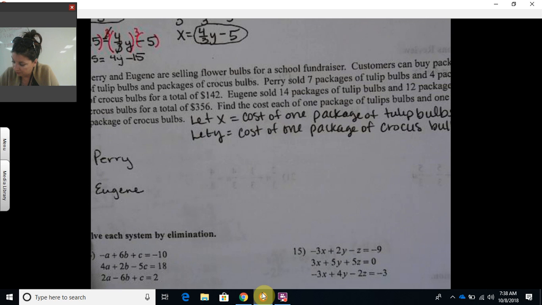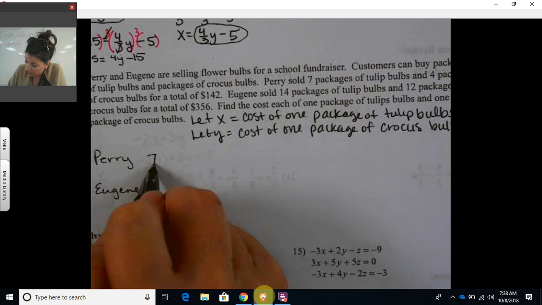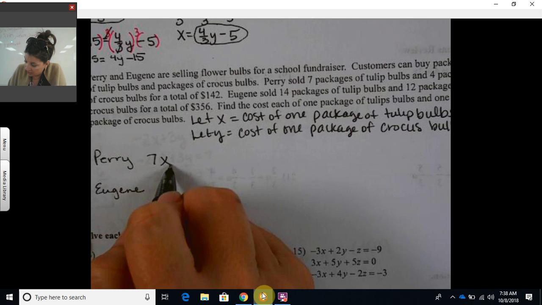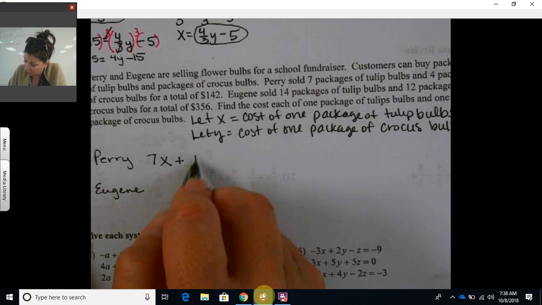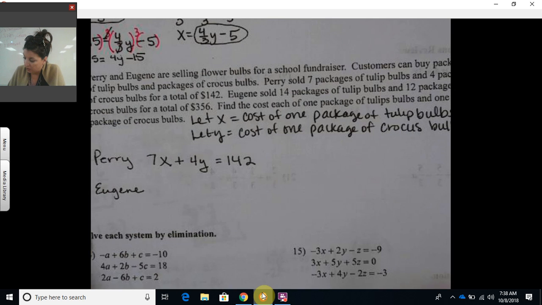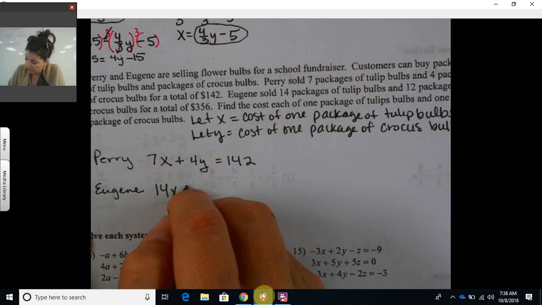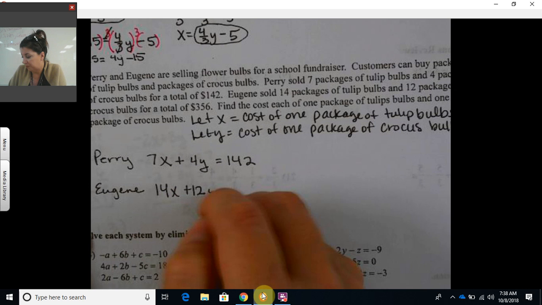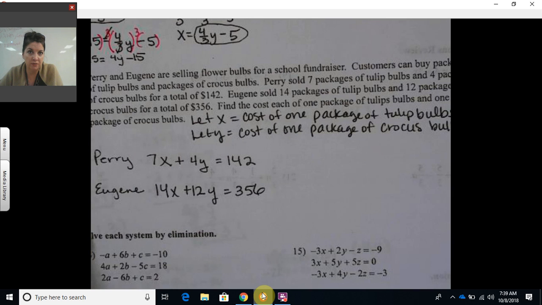7t plus 4c equals 142. All right, perfect, but I use x and y, so I'll say 7x, because he sold 7 packages of tulip bulbs, plus 4y equals a total of 142. So Eugene would be 14x plus 12y equals 356. Very good. And does it tell you what method you have to use to solve it? Nope, so whichever one you want, okay?